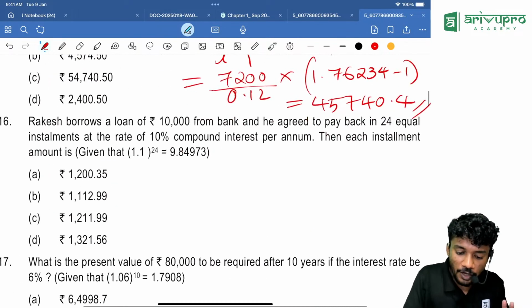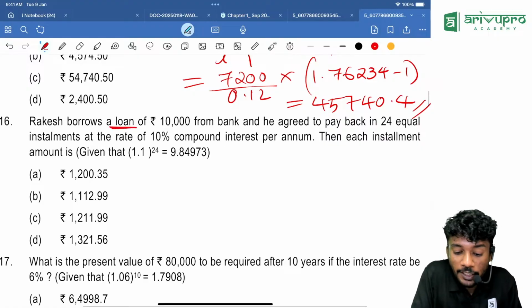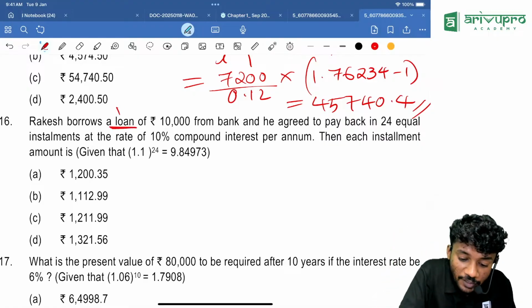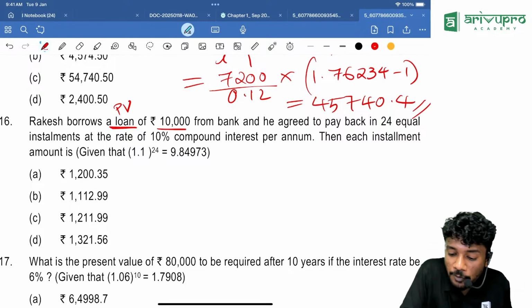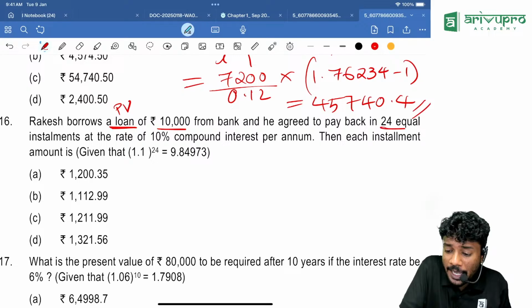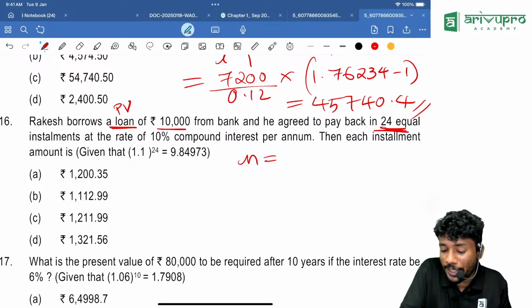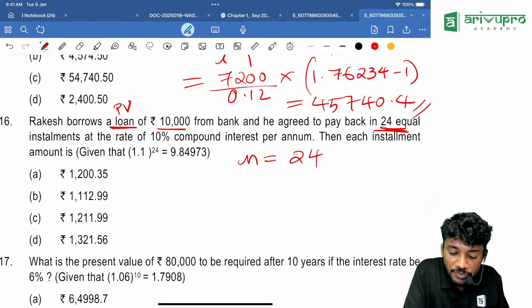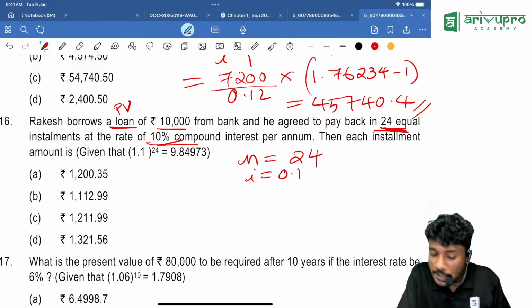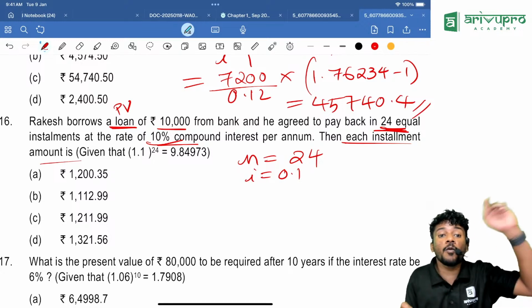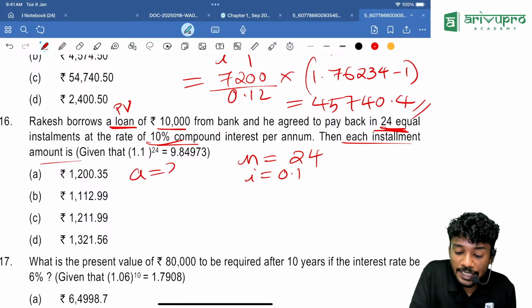Next question. Rakesh borrows a loan. Loan means what? Whenever you see a loan, you will take present value of 10,000 from the bank. He agreed to pay back in how many installments? 24. N means how much? 24. At the rate of 10%, I is equal to 0.1. Then each installment amount is how much is the question? We need to find the A value.